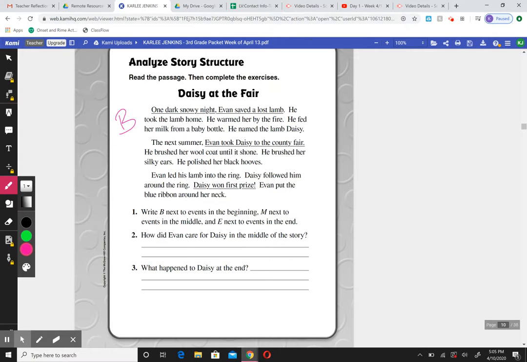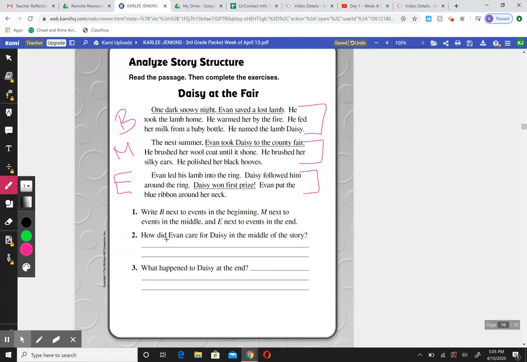B. Look, how many paragraphs are there? Let's count. There's 1, 2, 3. So do you think beginning, middle, end? That's what I think. That will help you when you're answering numbers 2 and 3. So now, we know that's the beginning, that's the middle, and this is the end.